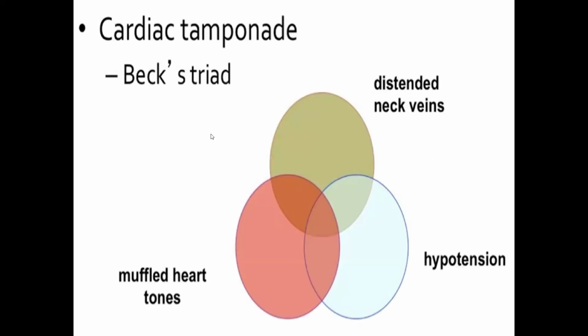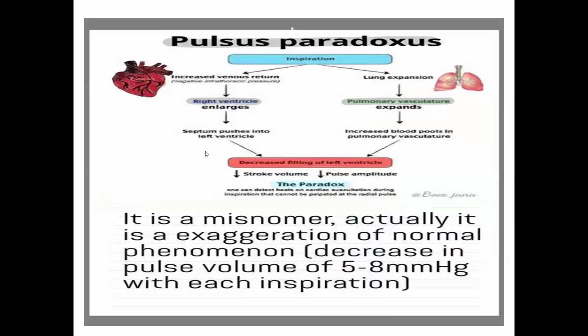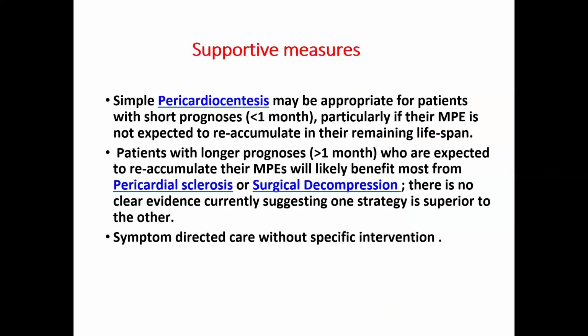It's usually associated with a triad called Beck's triad: distended neck veins, hypotension, and muffled heart sounds. Okay, and pulsus paradoxus. I mean, these things come in the exam, so you better try to memorize them here.